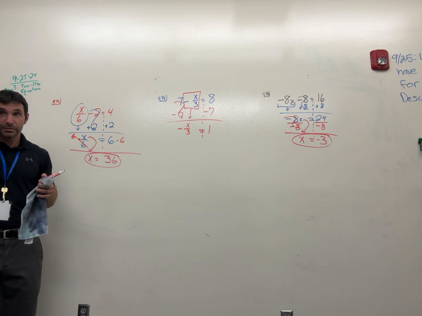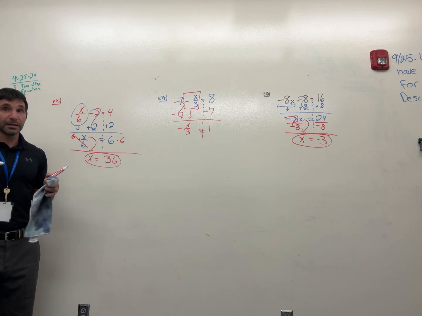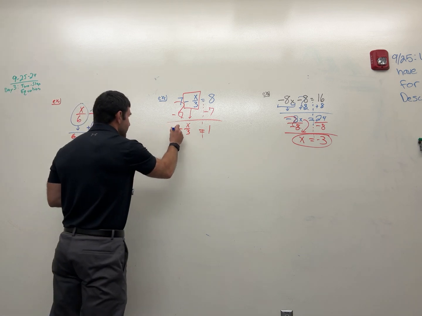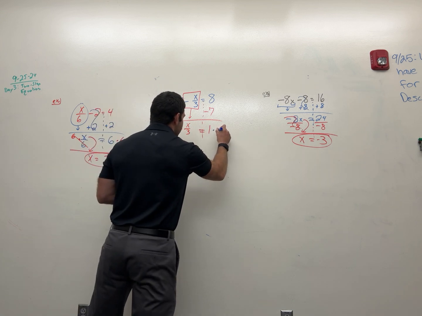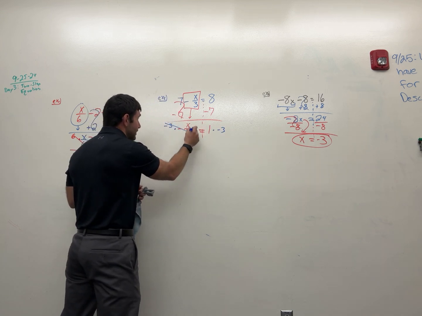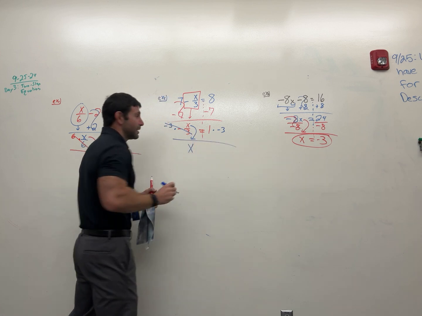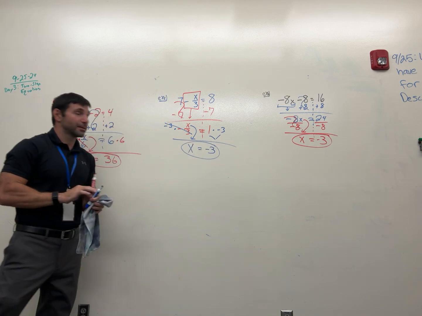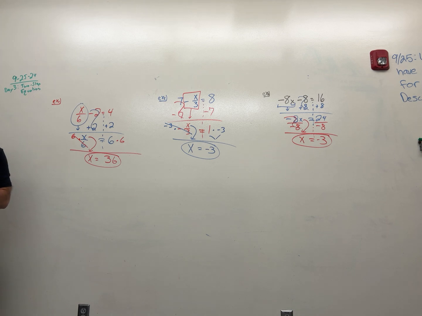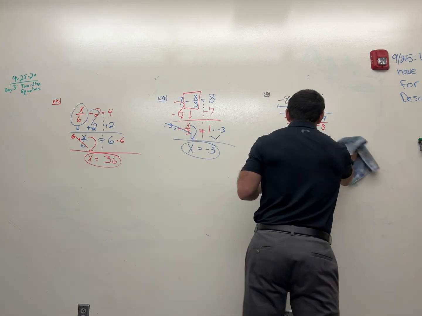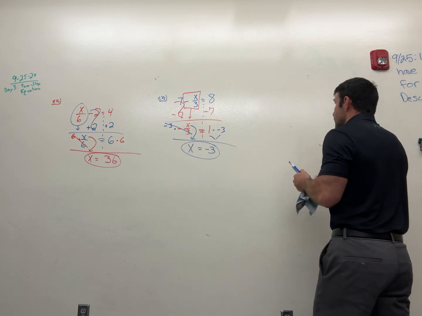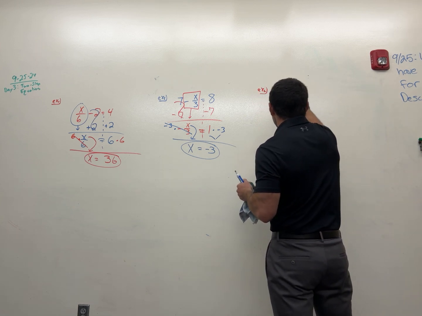How do I get rid of division? Multiplication. What am I to multiply by, Liam? 3. Negative 3. By negative 3. I have to multiply by the number and the sign, because negative times negative is positive. Positive x equals 1 times a negative 3 is negative 3. Okay. Let's do another one. It's just the negative threw me off. You're all right.